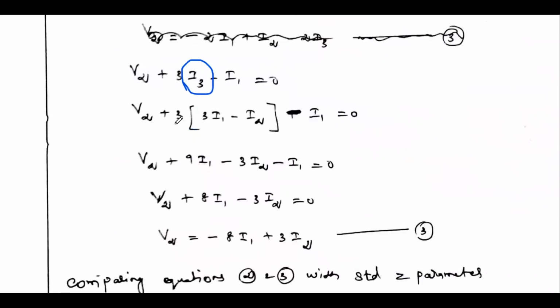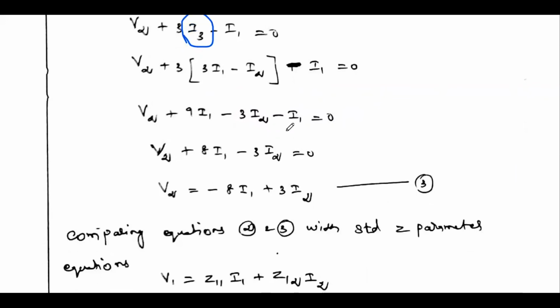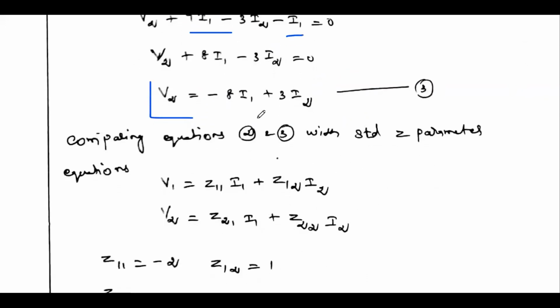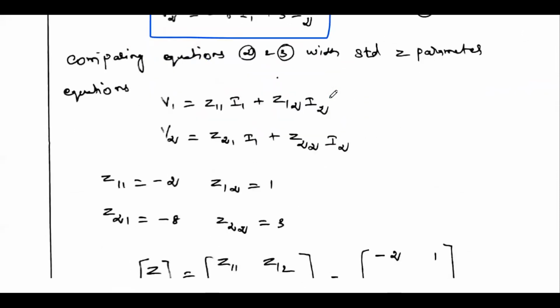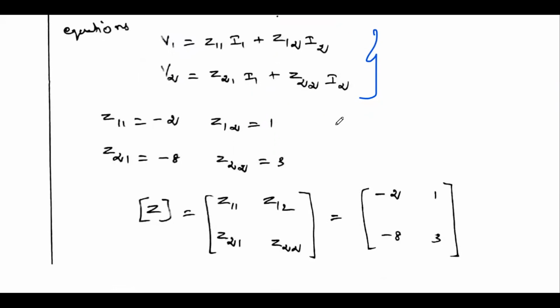So V2 plus 3 into the I3 value, which is 3I1 minus I2, minus I1 equals 0. From that, V2 plus 9I1 minus 3I2 minus I1 equals 0. Then you combine the I1 terms: 9I1 minus I1, 8I1 minus 3I2 equals 0. So from that V2 we can write as minus 8I1 plus 3I2. So the second equation resembles the second Z parameter equation. This is our standard Z parameter equation.